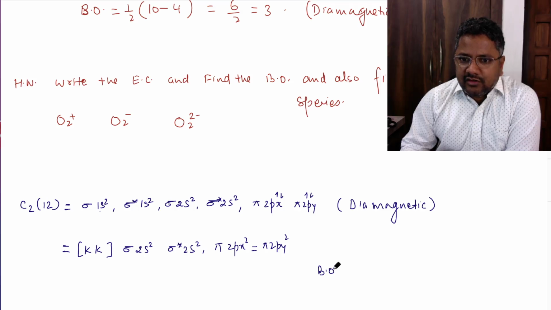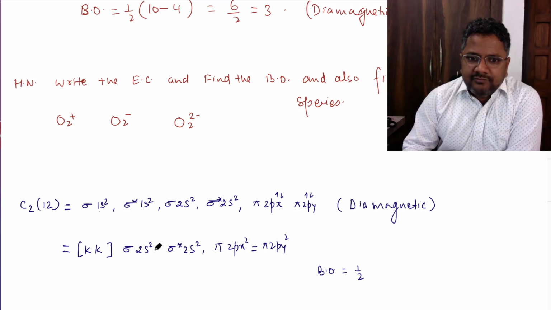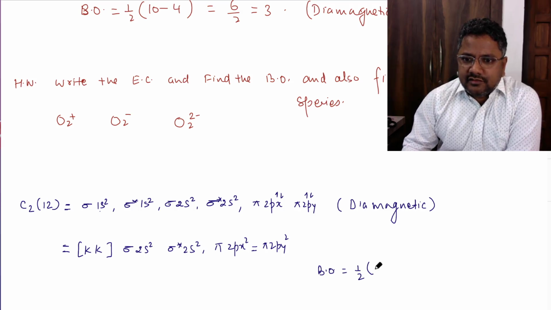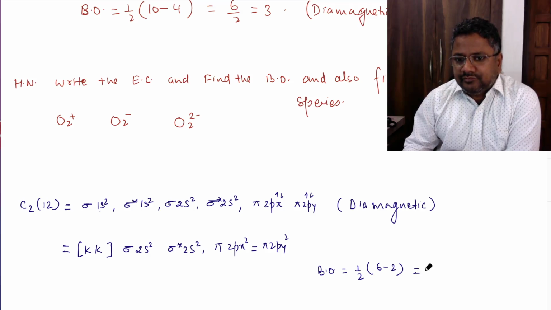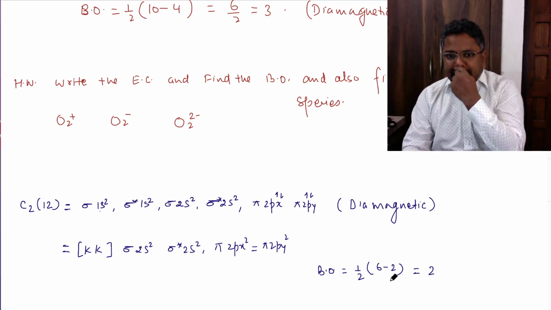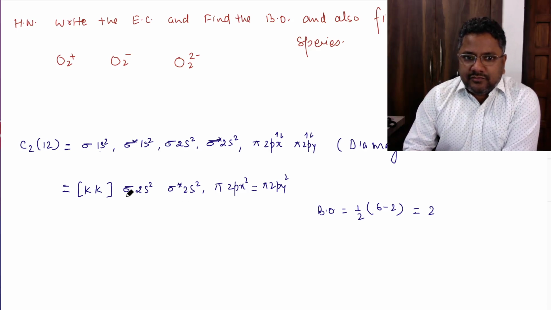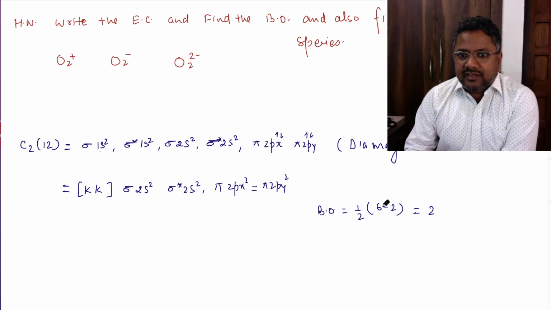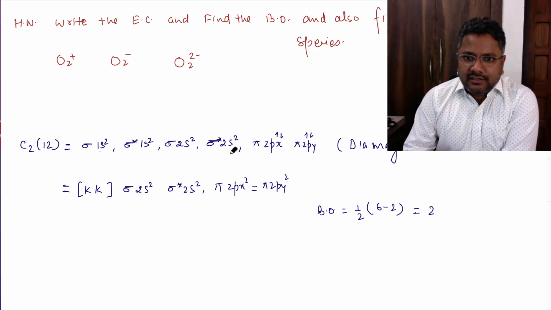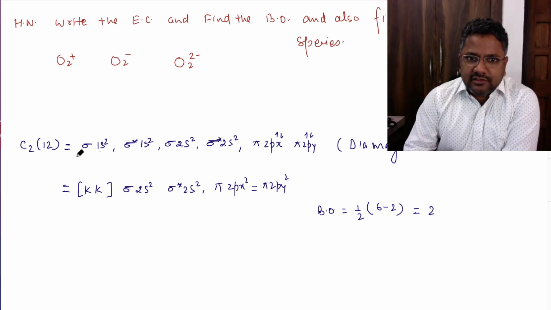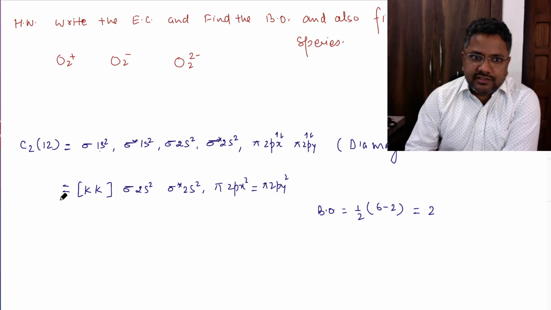So what is the bond order here? Bond order is equal to 1 by 2 (NB minus NA). So 2, 4, 6 minus 2 is equal to 2, right? Bond order is 2 here. So from this part only you can calculate the bond order and do the electronic configuration. But you have to write like this: KK means 2 electrons in the K shell, 2 electrons in the K shell. So total 4 electrons you have adjusted, right? So this is the treatment of the C2 molecule.